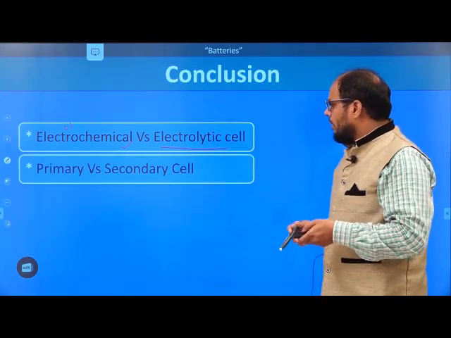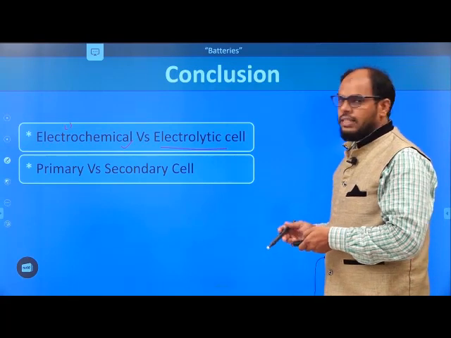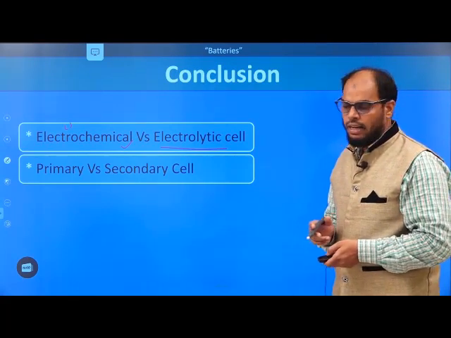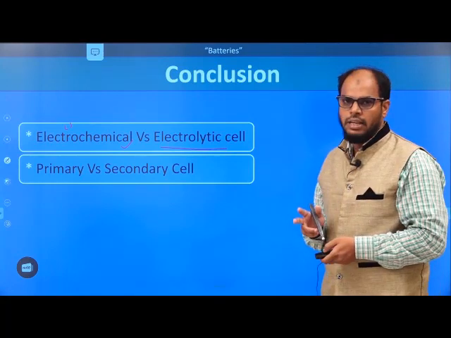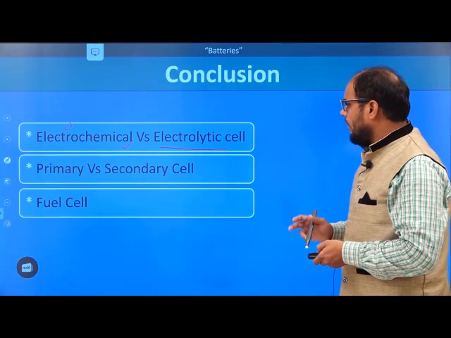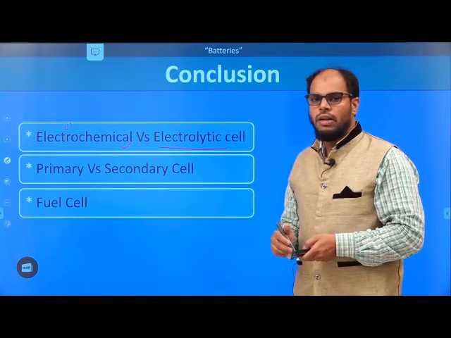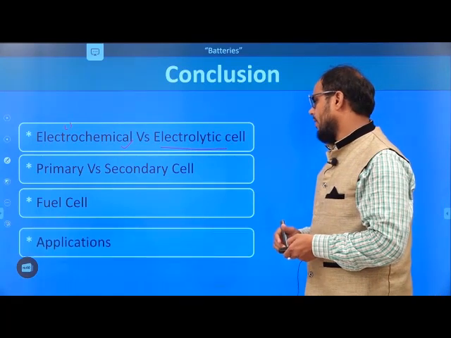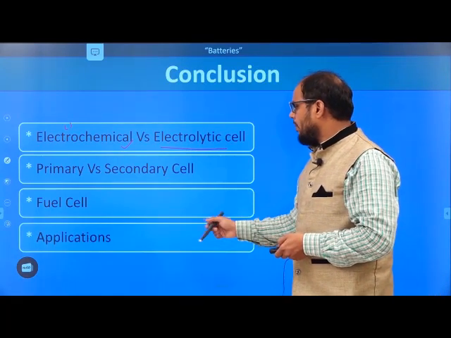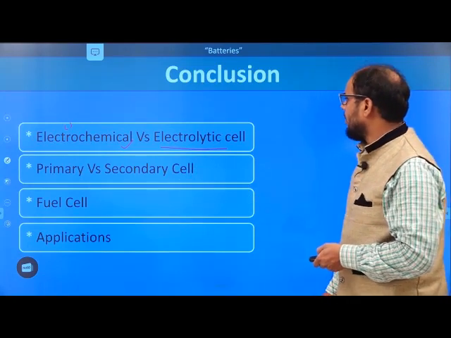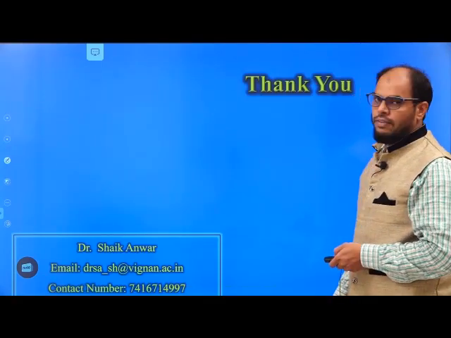We also differentiate between a primary cell and a secondary cell. In a primary cell, we have only one cycle, that is the discharging cycle. For a secondary cell, we have two cycles. One is the discharging cycle, the other is the charging cycle. And finally, in a fuel cell, we should know that we require a constant supply of fuel for generation of electricity. And we have taken the applications of the primary cell, the secondary cell and the fuel cell in this video lecture. So that's all from me.